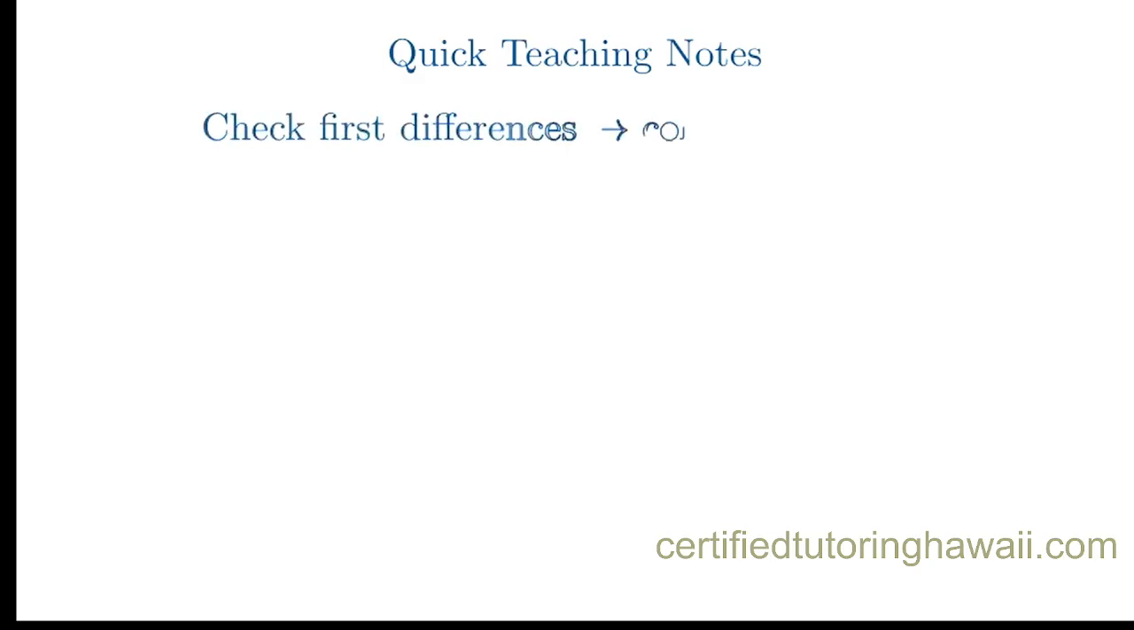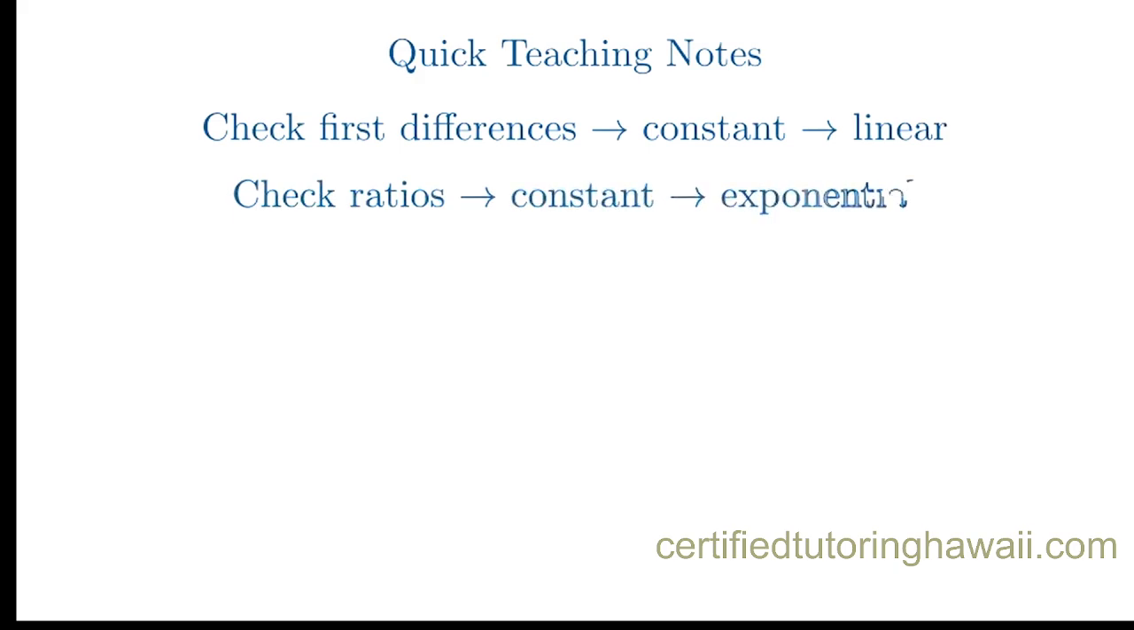So, how can you tell which type of function or sequence you have? The key is to analyze the data. There are two simple tests you can always use. First, check the first differences. If the differences between consecutive y values are constant, it's linear. Second, check the ratios. If the ratios of consecutive y values are constant, it's exponential.